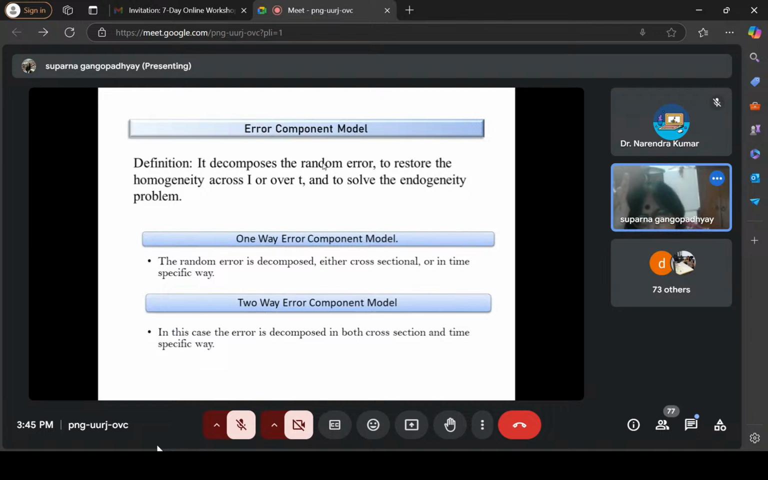Two types of error component model are there: one way and another two way. What is one way? Now, see, there are cross-section and time series issues. If you break it cross-section specific or time series specific, it is one way. If you can break it in both ways, you will have two way, right?